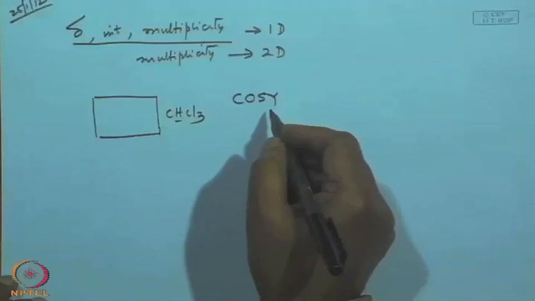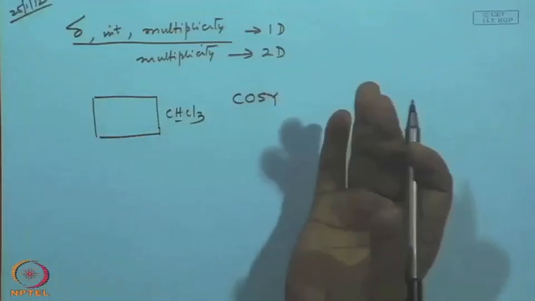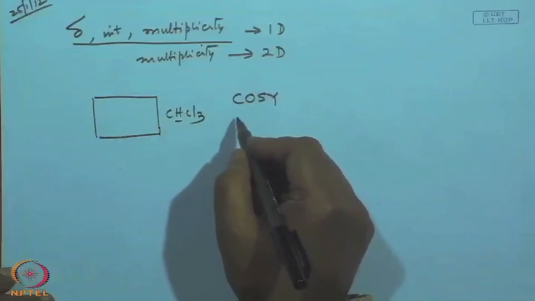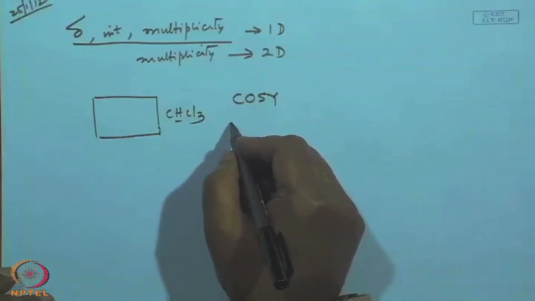COSY NMR, or correlated spectroscopy, basically correlates the couplings, the nuclei which are coupled to each other. Under this COSY, there is homo-COSY and hetero-COSY. Hetero means heteroatoms, so sometimes we speak of homo-COSY spectra and hetero-COSY spectra. Then what else do you have?